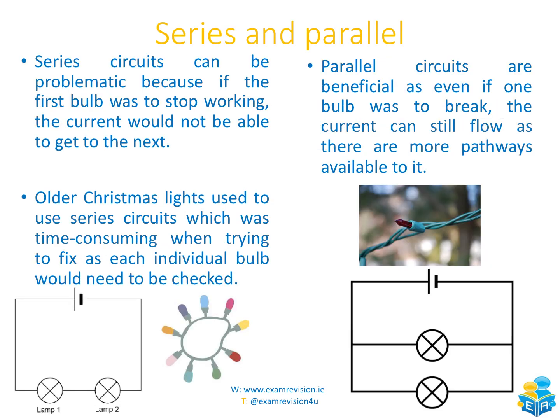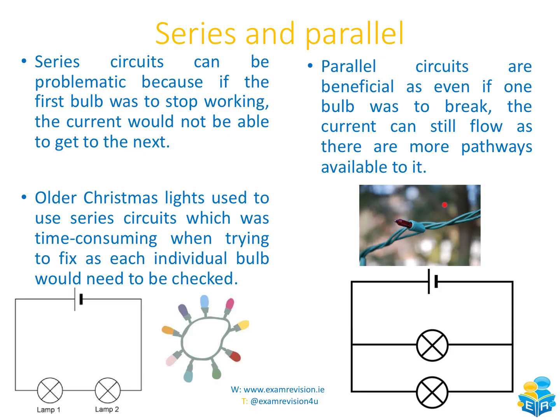Now, if we have a look at the series circuit in more detail, you probably would have seen an example of a series circuit around Christmas time. And this is because series circuits can actually be problematic, because if the first bulb was to stop working, the current would not be able to go to the next one because the circuit is broken. And we can see that down in the diagram here. So if lamp 1 wasn't working, the circuit is going to be broken, the current can't pass on to lamp 2. So any lamp that was after that first one is not going to light up. So older Christmas lights in particular used to use series circuits, which was very time consuming, because then if there was a broken one, you had to go and check all of them individually to see which one needed to be replaced for the lights to be working again.